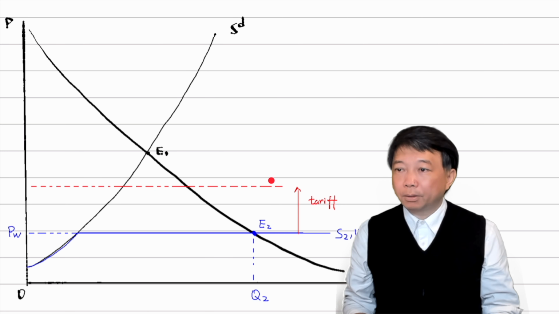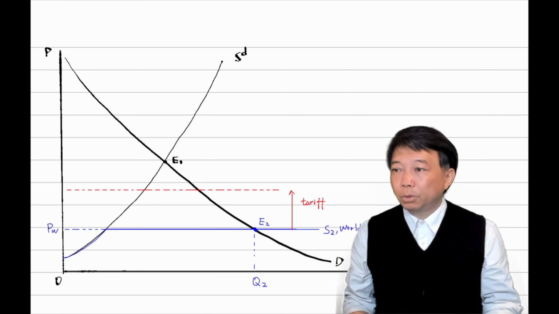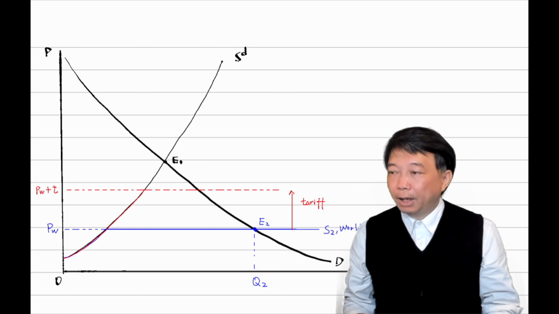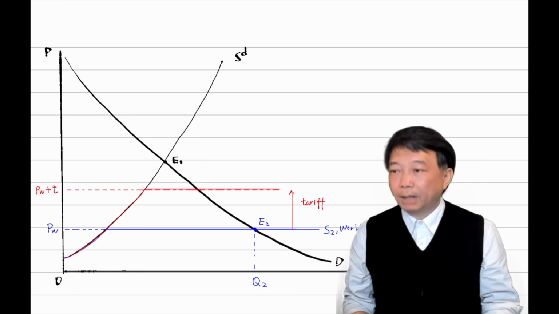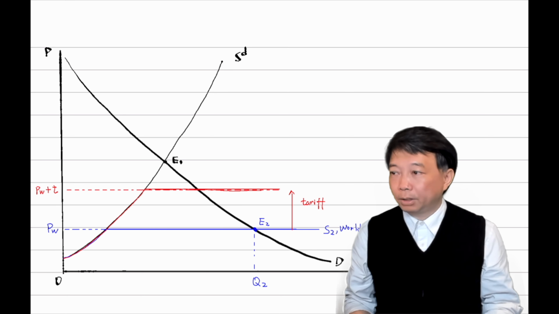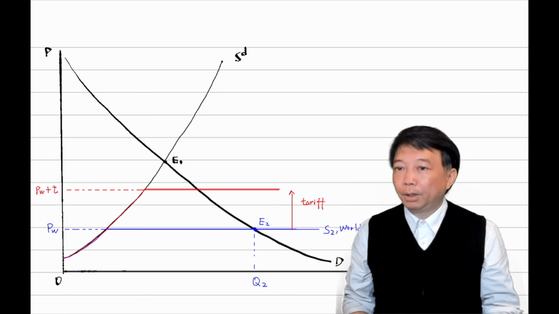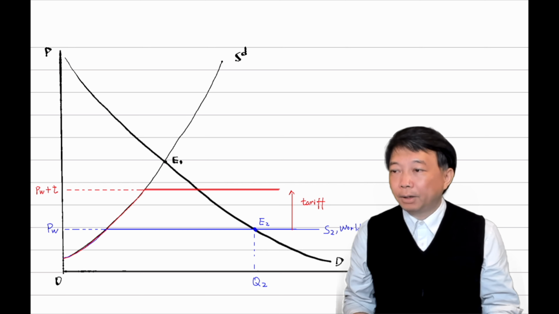Under tariff policy, the price of imported crude oil rises by the amount of the tariff T. It becomes PW plus T. The new supply curve becomes the red curve with a kink at the price of PW plus T. The upward sloping part is the domestic supply curve, and the horizontal part is for the imported oil supply. The new equilibrium E3 is the intersection of the new supply curve S3 and the demand curve D.